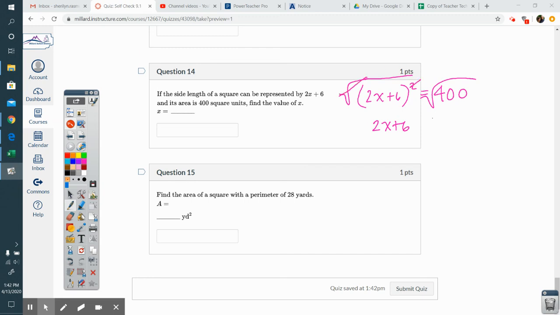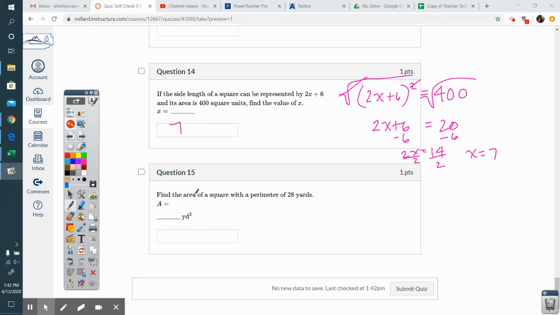And the square root of 400, I believe, is 20, but I'm going to just plug it in just to make sure. Yep, it's 20. Subtract 6 from both sides. 2x equals 14. And divide by 2, and x equals 7.